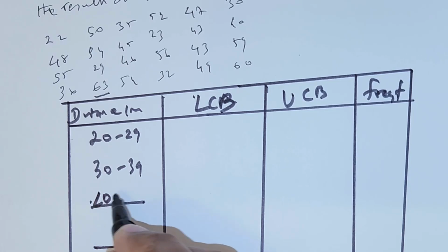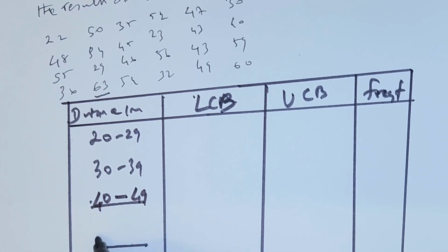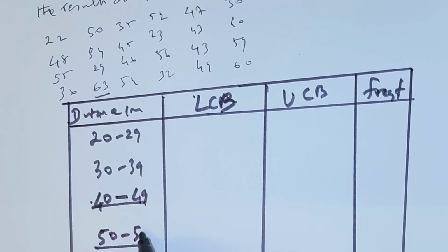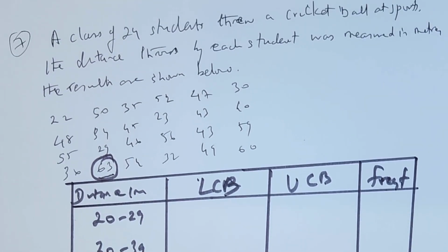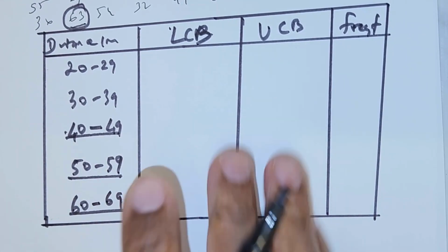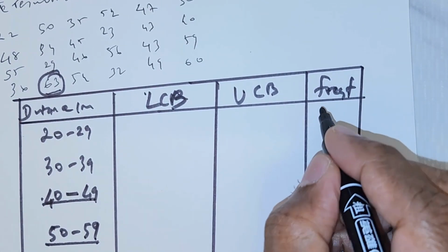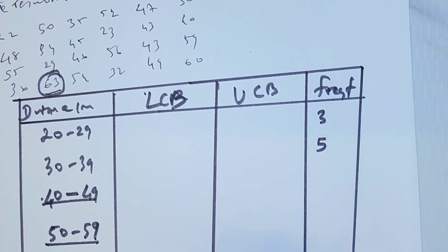So what I'm going to do, I'm going to stretch it from 40 to 49 and then 50 to 59, and I have to include 63. This is the largest entry, right? So this entry is going to be 60 to 69. Okay, fair enough. Now the frequencies given here are 3 and 5.